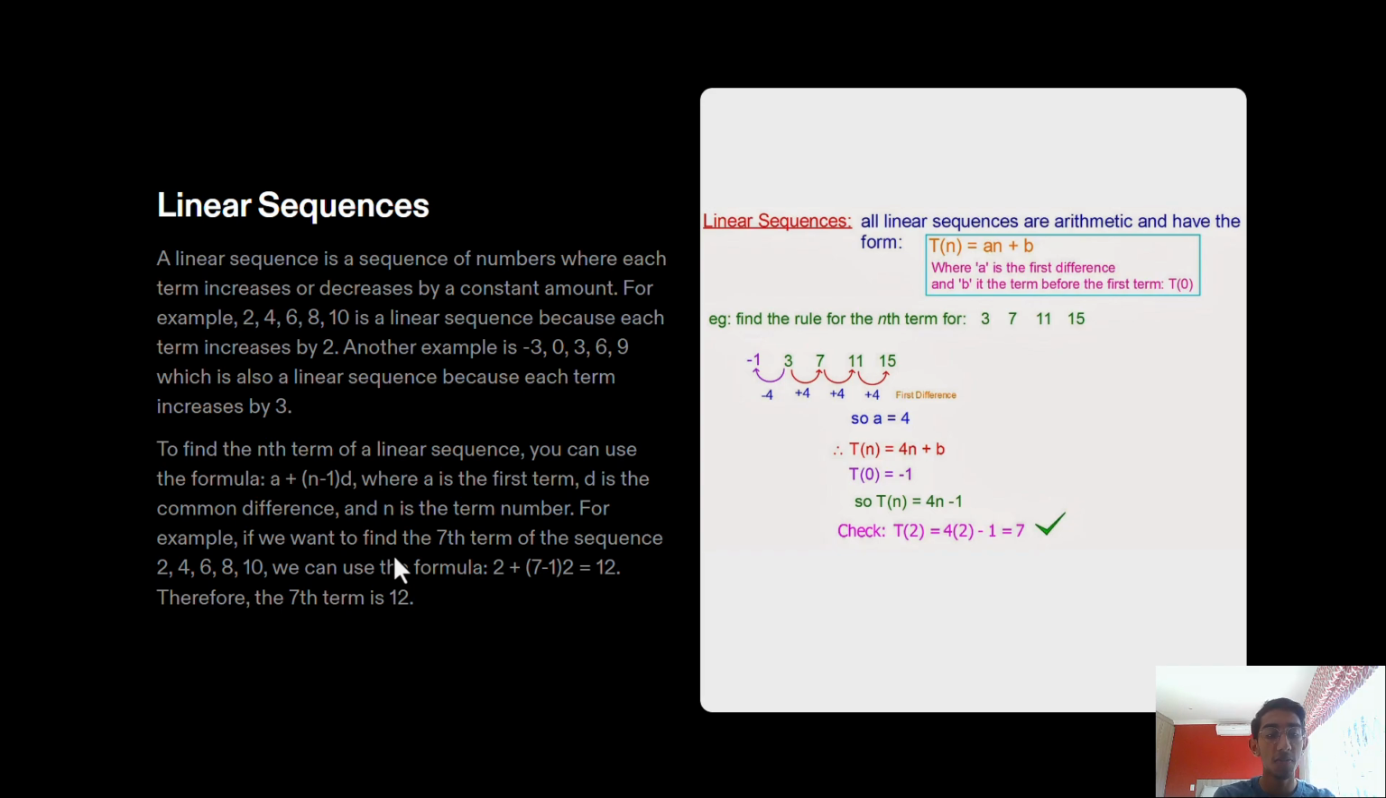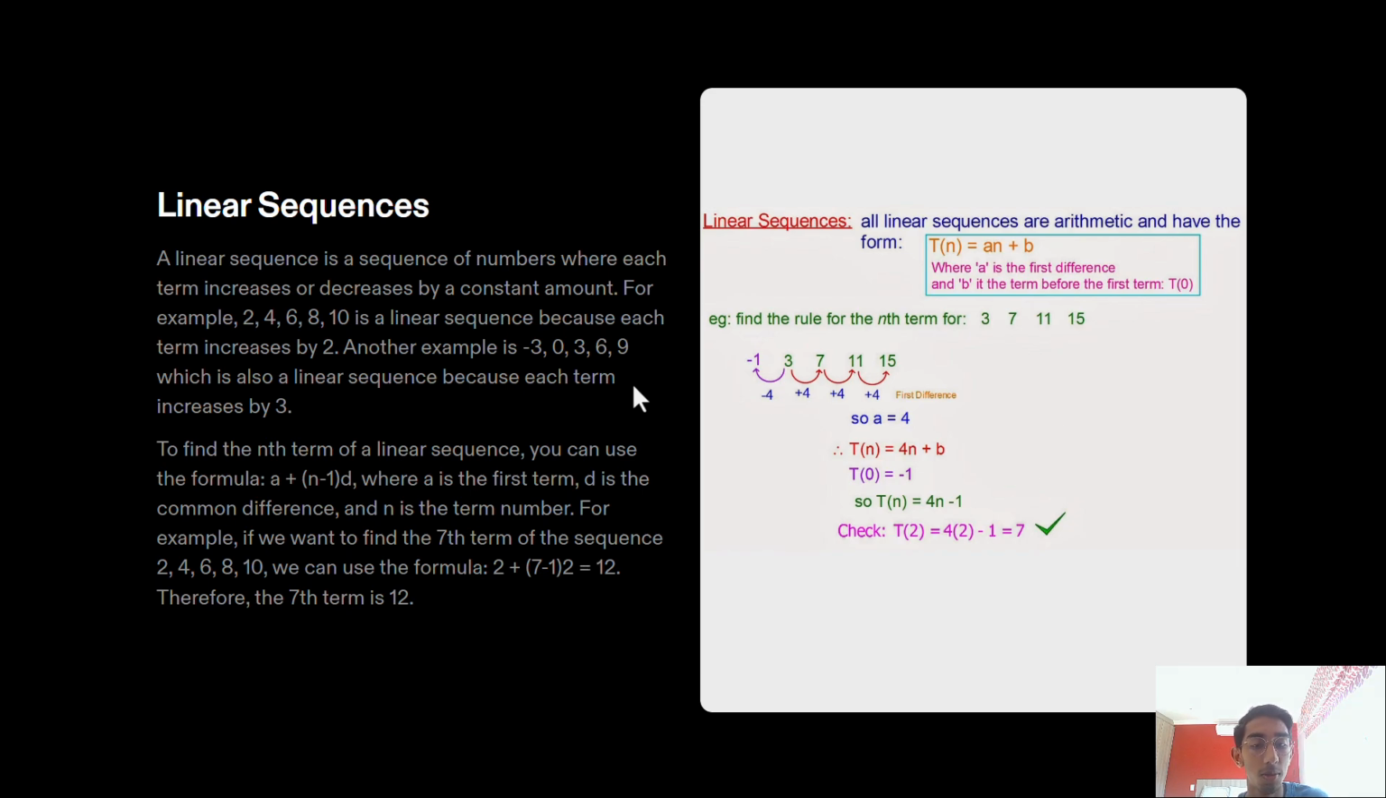For example, if we wanted to find the seventh term of the sequence 2, 4, 6, 8, 10, we can use the formula: 2, which is our a value, plus (n minus 1), which is 7 minus 1, times d, which is also 2, because our common difference here is 2. We add 2 each time. And so therefore, the seventh term would be 12. Just to take a look at the image on the right here, just to see how this works.